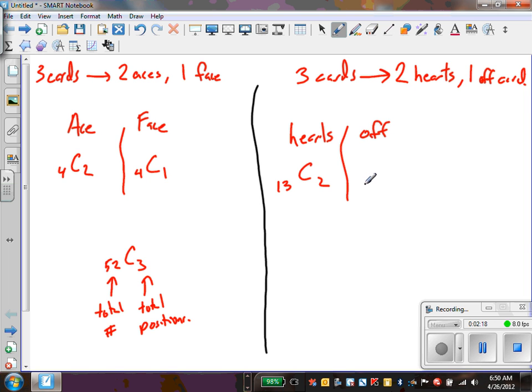And then, so the 39 cards left that are not hearts, all the diamonds, the spades, the clubs, you need to choose one of them. Now notice if I add up those two numbers, you get your 52. And then if you add up the 2 and the 1, you get 3. So you get 52 choose 3, and you account for all possibilities.